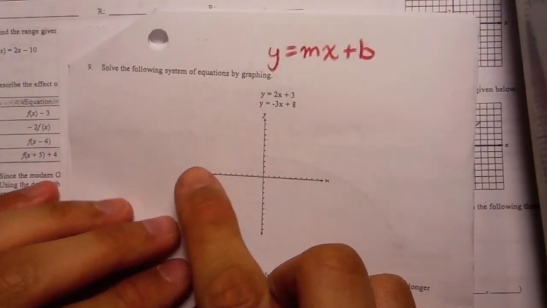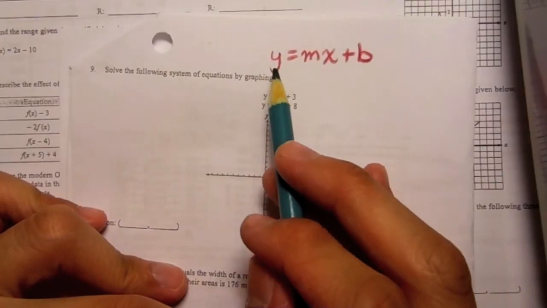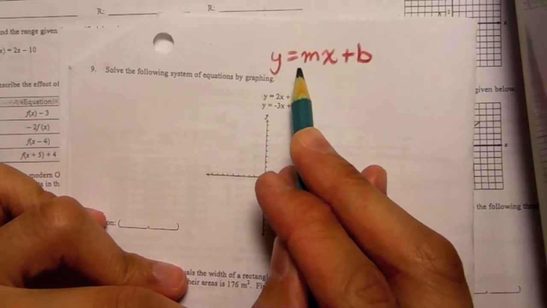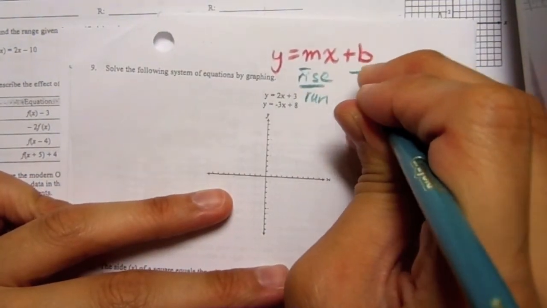Moving on to number 9, it says here to solve the following systems of equations by graphing. Now this is going back to what we first learned this year in Algebra 2. We solved equations by graphing. We also solved equations by substitution and elimination. Make sure that each of these equations is in slope-intercept form, meaning y equals mx plus b, where m is your slope and b is your y-intercept.